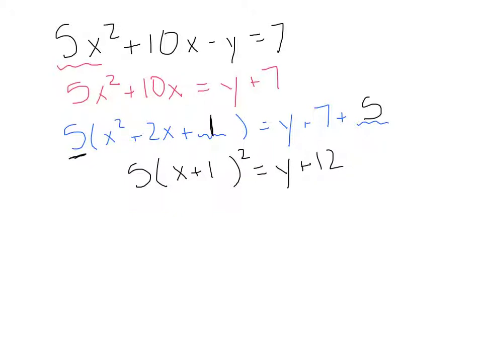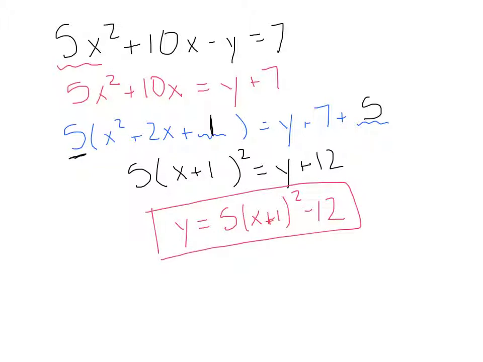Our goal is just to get y by itself, so all I have to do in this case is move the 12, and we will end up with a final equation of y equals 5 times x plus 1 squared minus 12. So we can see our vertex, since this is a vertical parabola, our vertex is going to be at -1, -12.